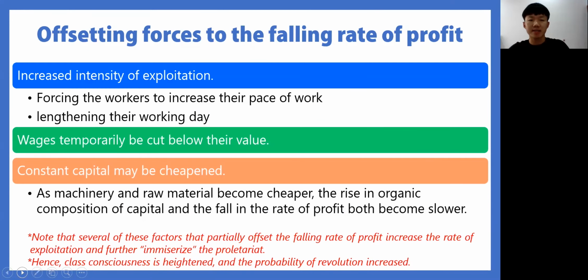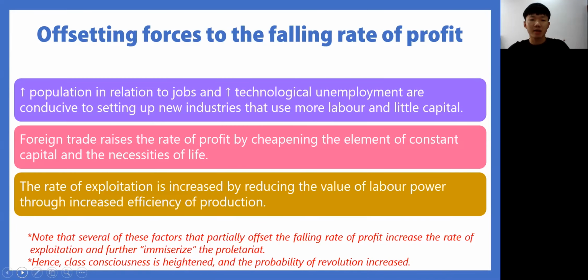Next is the offsetting forces to the falling rate of profit. There are 6 reasons for the offsetting forces. First is increased intensity of exploitation. Second, wages may temporarily be cut below their value. Third, constant capital may be cheapened. The fourth is that an increase of population in relation to jobs, and an increase of technological unemployment, are conducive to setting up new industries that use more labor and little capital.